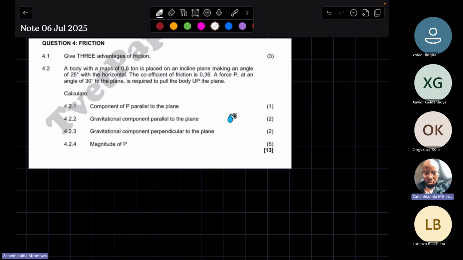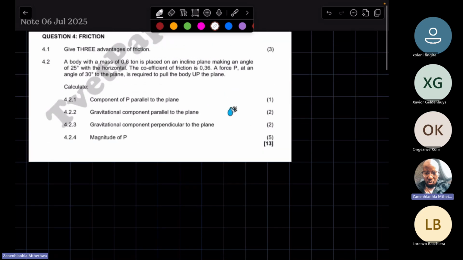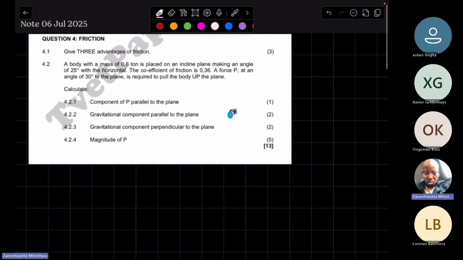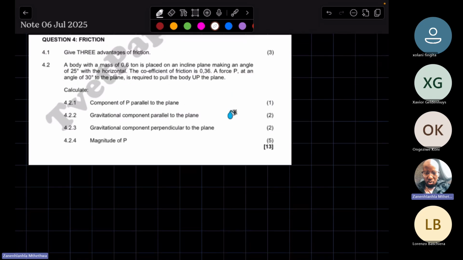Right. Let's look at this question. Question 4 on friction. As mentioned in your test, you can expect three questions: motion, power, and energy. That's module one. Module three, forces, and module four, friction. I have left out beams and statics. That's module two.